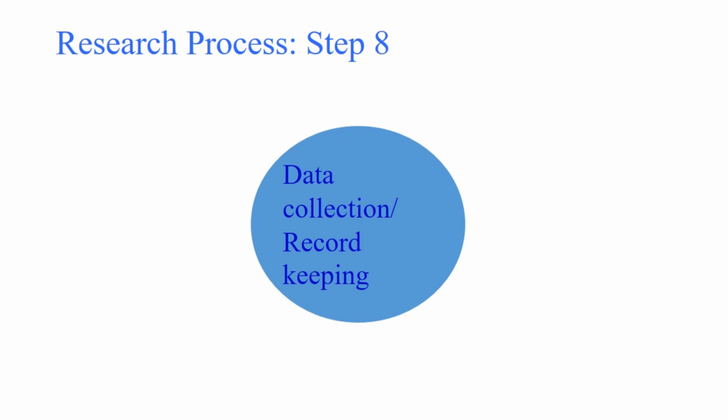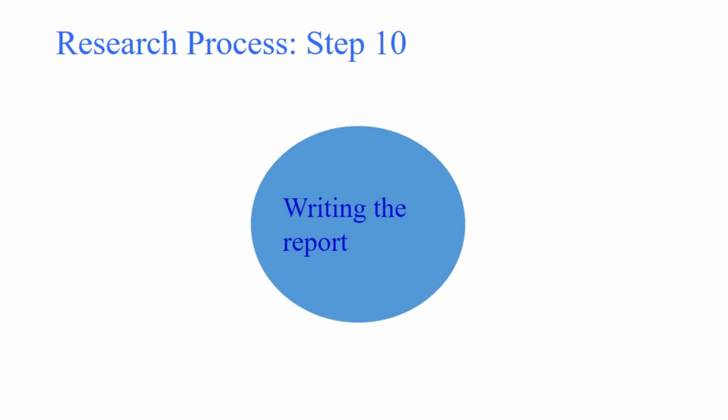Data collection step. We gather data systematically and maintain accurate, secure records for analysis and verification. The interpretation of data. This step analyzes the collected data and interprets the results in the context of the research question. Writing the report. Document the research findings and conclusion in a comprehensive report.